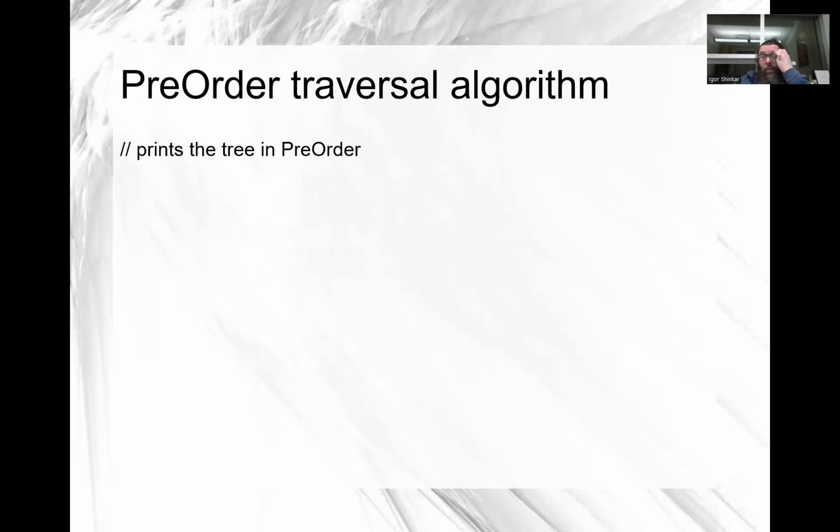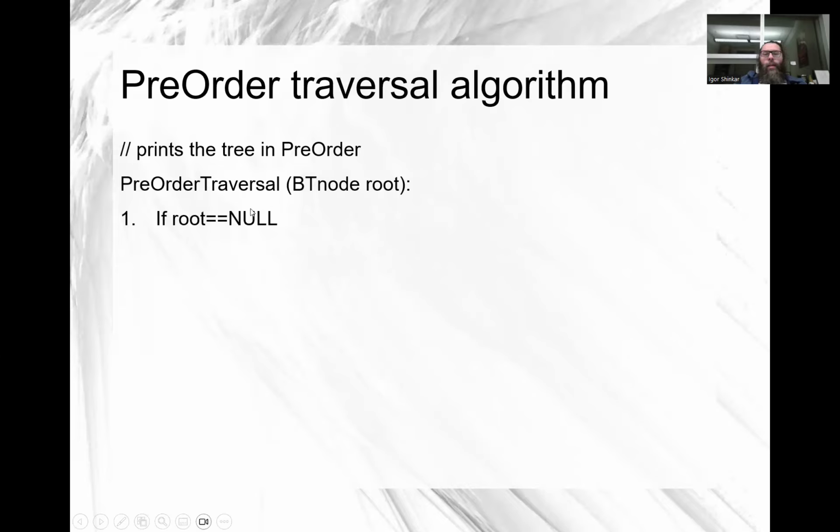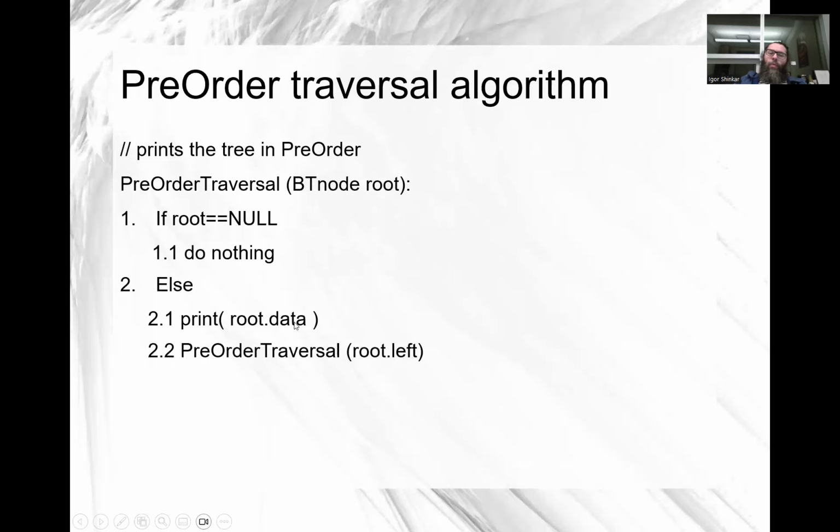And let's write code for this. It's actually not very difficult. It's pretty straightforward. Let's say we get a pointer to the root. If root is null, then there's nothing to do. If the root is not null, so it's pre-order, we first print the data. Then we print the left subtree recursively. We don't print the data in the left subtree, rather we recursively apply pre-order traversal on the left subtree and then recursively apply traversal on the right subtree.